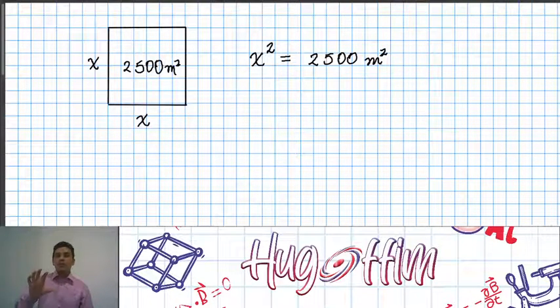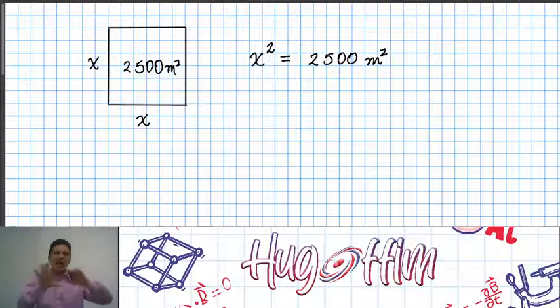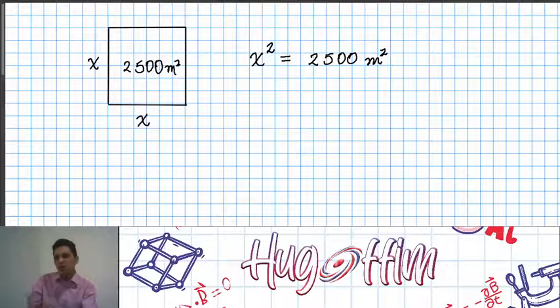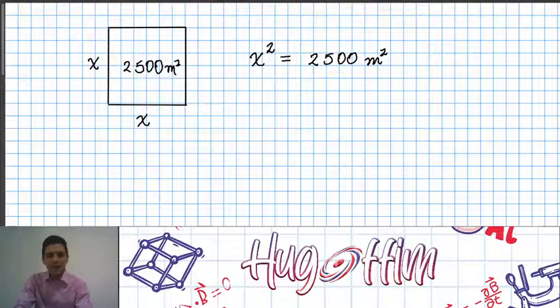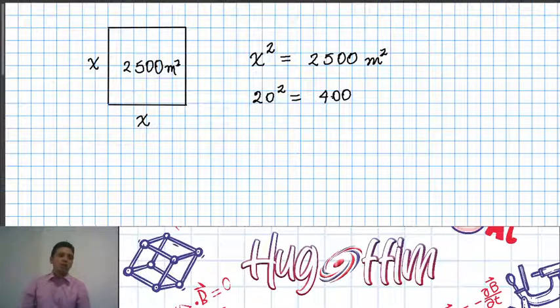Okay, so you need to start thinking of how you can get a number multiplied by itself and get 2,500. So we're going to check with some numbers just for fun. Maybe you know the answer already, but just for fun, let's say that I'm thinking that the number is 20. So 20 to the second power is going to give me 400. So no, 20 to the second power cannot be this number.